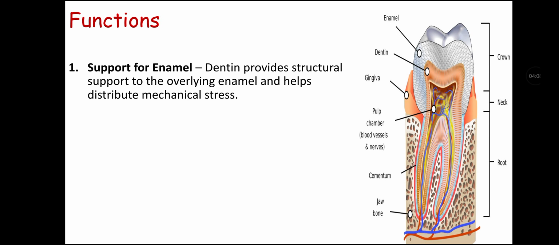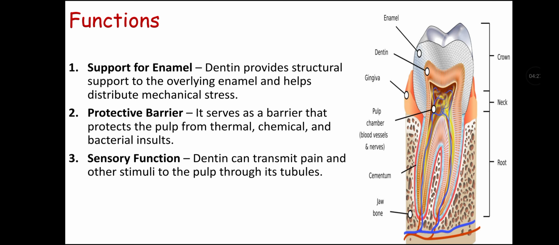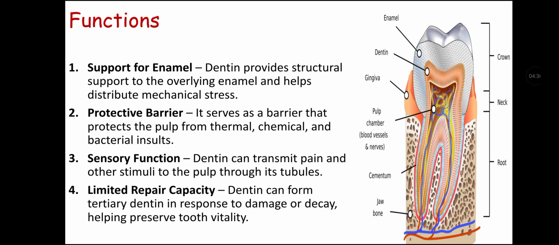Functions of dentin. First function is support for enamel, as dentin provides structural support to the overlying enamel and helps distribute mechanical stresses. Second function is protective barrier, as it serves as a barrier that protects the pulp from thermal, chemical, and bacterial insults. Third function is sensory function, as dentin can transmit pain and other stimuli to the pulp through its tubules. Fourth function is limited repair capacity, as dentin can form tertiary dentin in response to damage or decay, helping preserve tooth vitality.